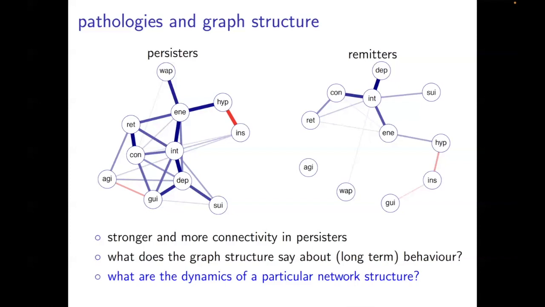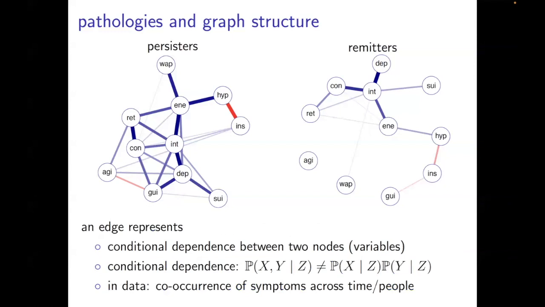So anyway, we're interested in these kinds of dynamics. The way we define these edges is basically in terms of conditional dependence or conditional independence. We say that 2 variables are conditionally dependent if the joint distribution cannot be written as a product of the marginals given any other set of variables. Basically, we look for these patterns in terms of the co-occurrence across people, or within people when we have time series.